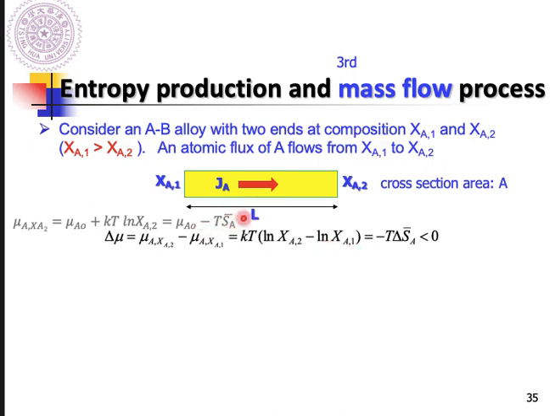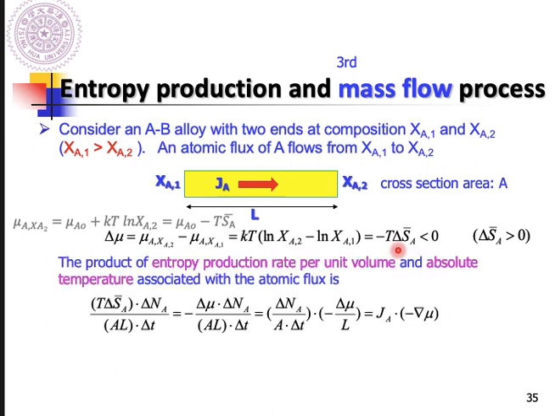And if you use the entropy part, then you get minus T delta SA bar, right? Based on this, you know XA2 is smaller than XA1, so this will be negative, and this will be negative as well. Therefore the change in partial atomic entropy is positive. Next, we try to correlate this with the atomic flux and driving force, and also the entropy production rate.